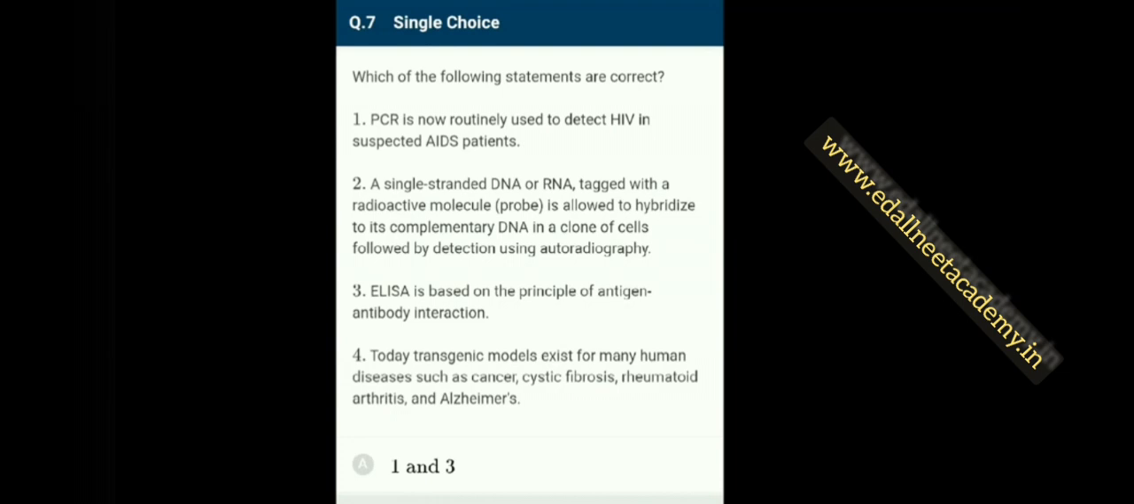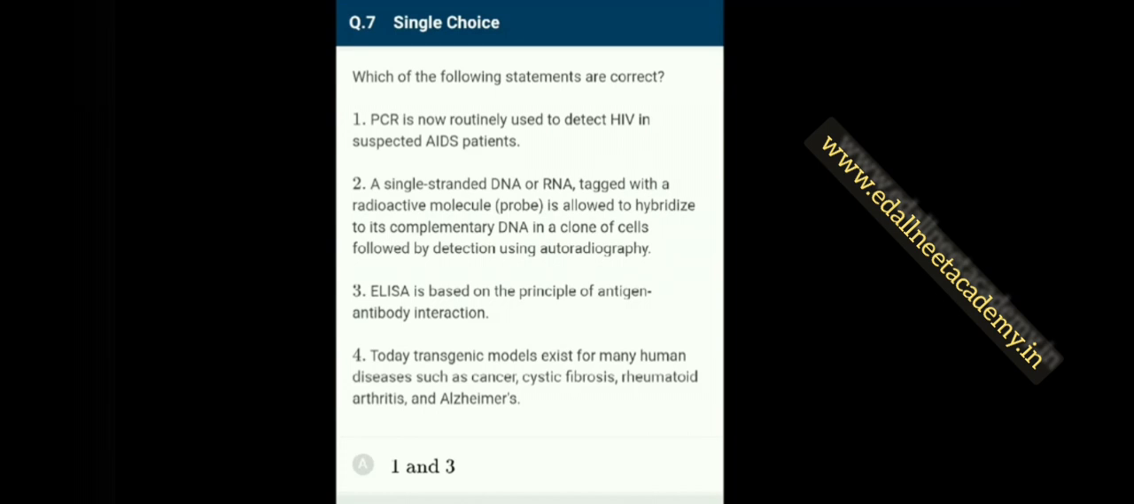It is being used to detect mutations in genes in suspected cancer patients too. It is a powerful technique to identify many other genetic disorders. A single-stranded DNA or RNA tagged with a radioactive molecule, generally called a probe, is allowed to hybridize to its complementary DNA in a clone of cells, followed by detection using autoradiography.